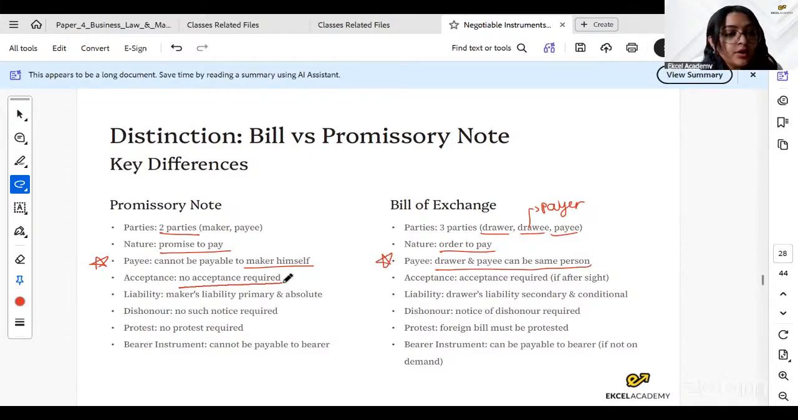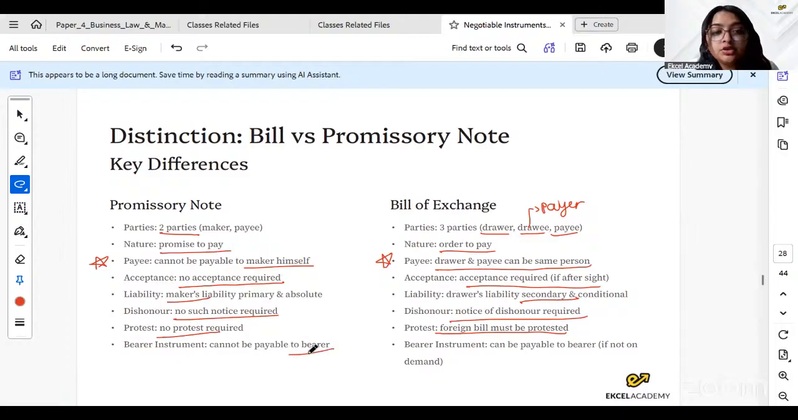Acceptance: no acceptance is required for a promissory note because the maker himself is promising to pay. For a bill of exchange, acceptance is required. Why? Because you are ordering another person to pay, and your bill of exchange becomes valid only if they accept that order to pay. Liability is the maker's liability; the drawer's liability is secondary. Dishonor: no notice is required for a promissory note. Why? Because you have promised to pay. In this case, notice of dishonor is required. No protest required; a foreign bill must be protested. Bearer instrument: a promissory note cannot be payable to bearer. Your promissory note has to be paid on order, that is, to a specific person itself, but a bill of exchange can be payable to a bearer.